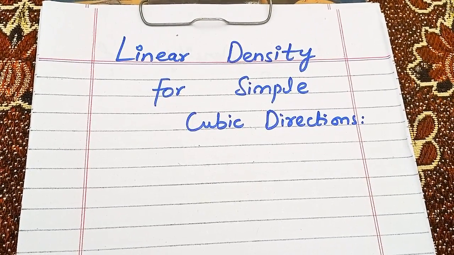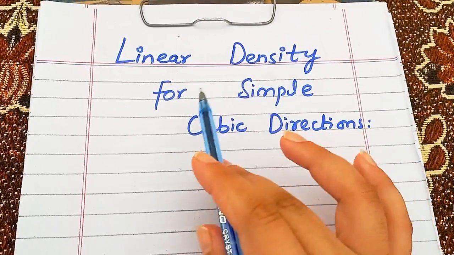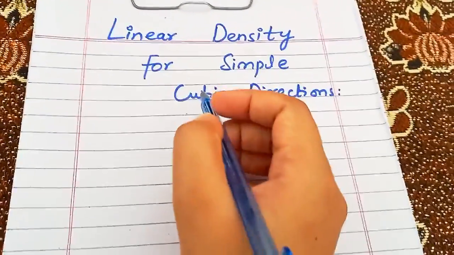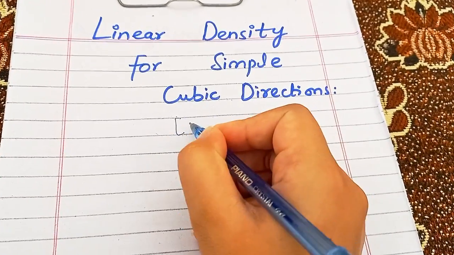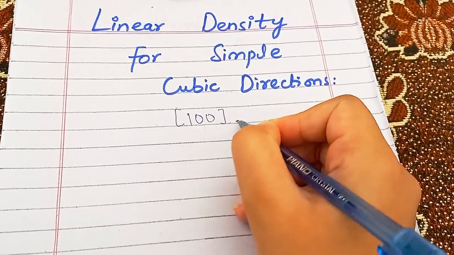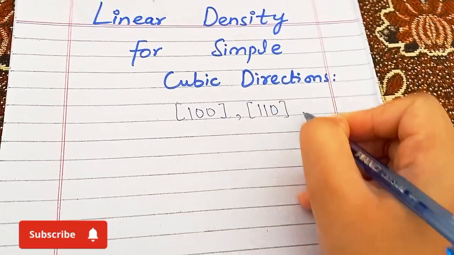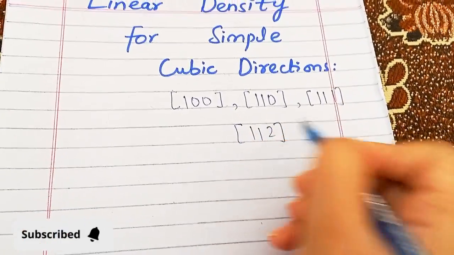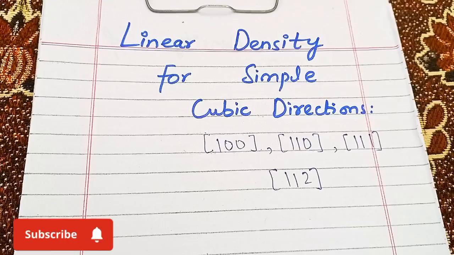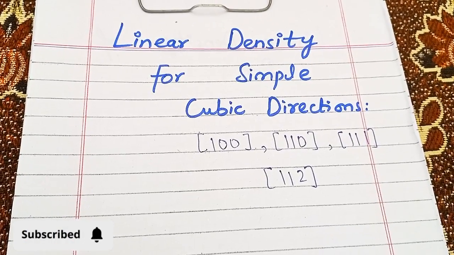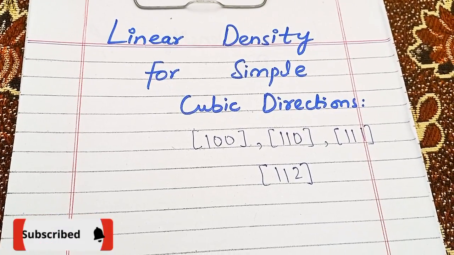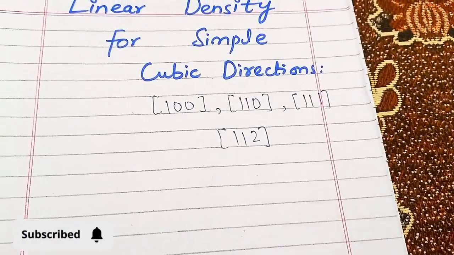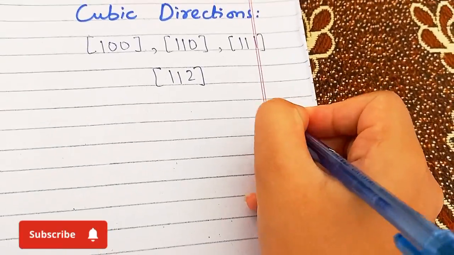In this video, we are going to find out linear density for directions in simple cubic unit cell. The directions that we are going to consider are 1, 0, 0, 1, 1, 0, 1, 1, 1, and 1, 1, 2. And if you want me to calculate linear density for different kinds of directions having different Miller indices, which could be like 3, 2, 1, 5, 2, 1, etc.